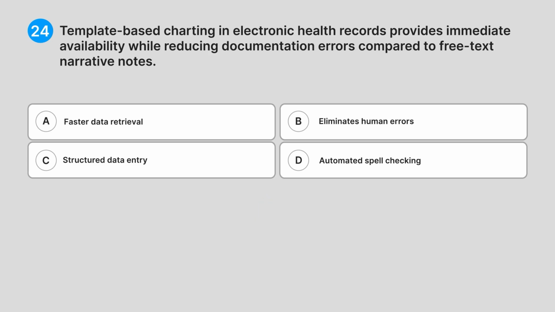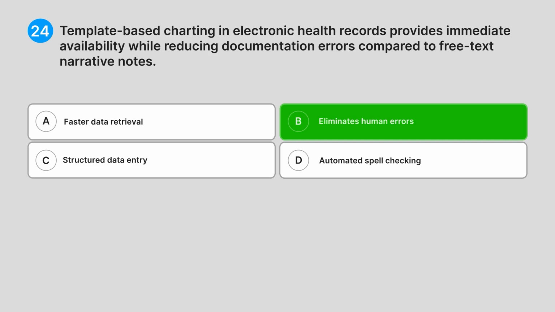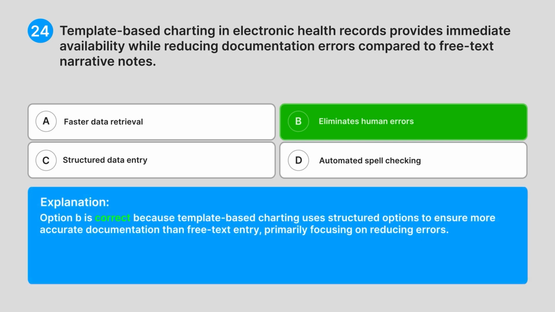Correct answer, B. Eliminates human errors. Explanation. Option B is correct because template-based charting uses structured options to ensure more accurate documentation than free text entry, primarily focusing on reducing errors.